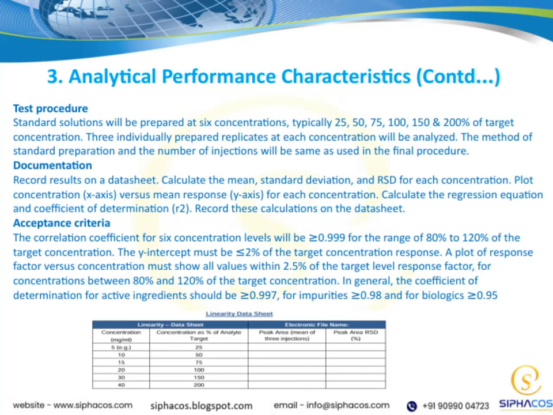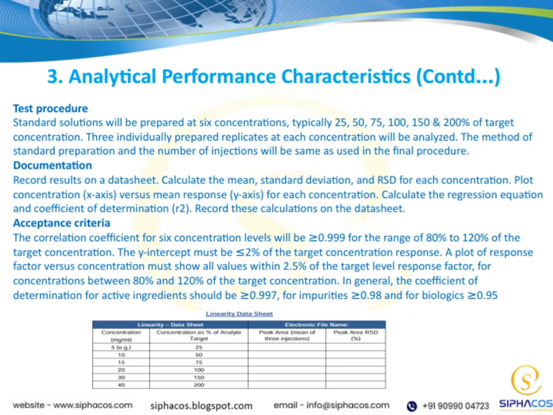Let's walk through the test procedure. We start by preparing standard solutions at 6 different concentrations, typically at 25, 50, 75, 100, 150, and 200% of the target concentration. For each of these levels, we analyze 3 independently prepared replicates. It's important to note that the method used for preparing these standards and the number of injections will be the same as in the final method, ensuring consistency.